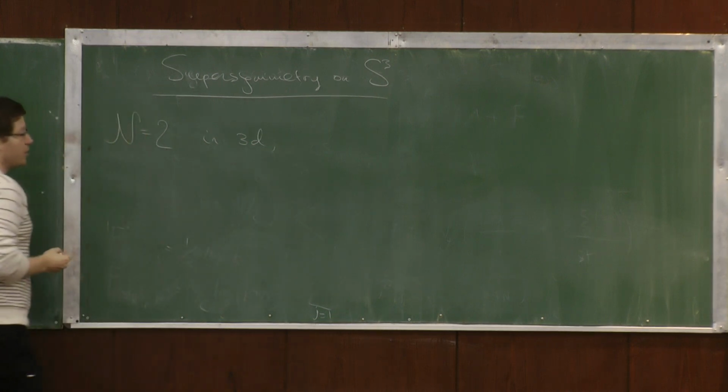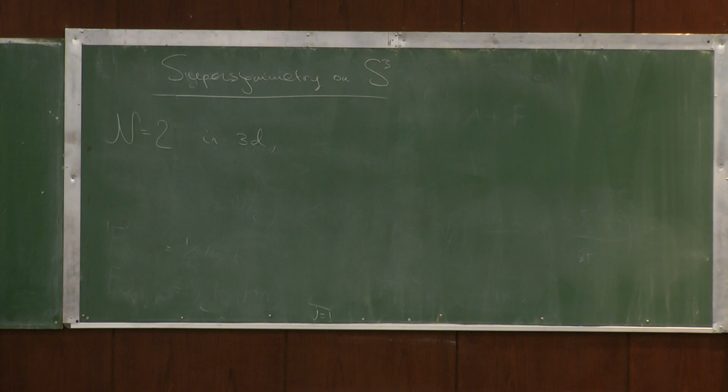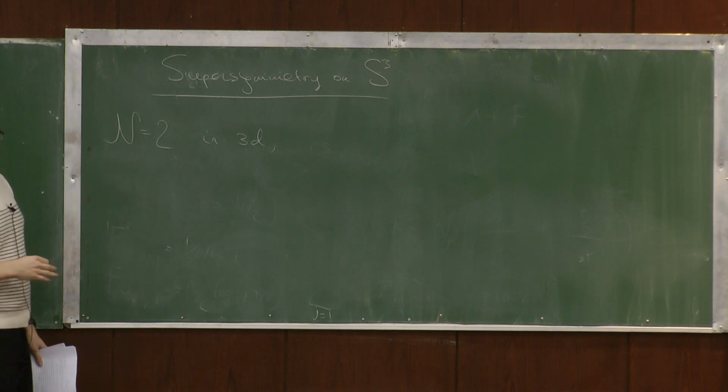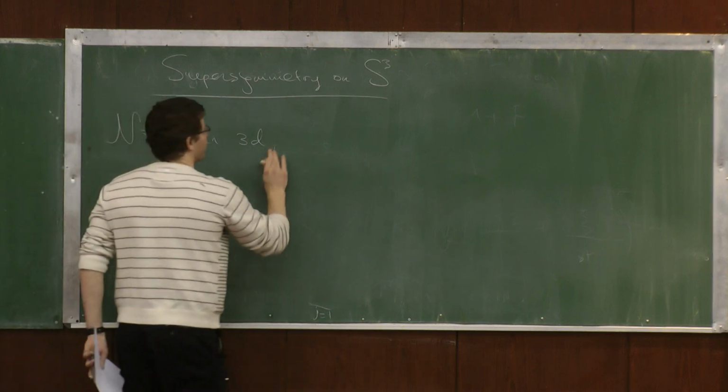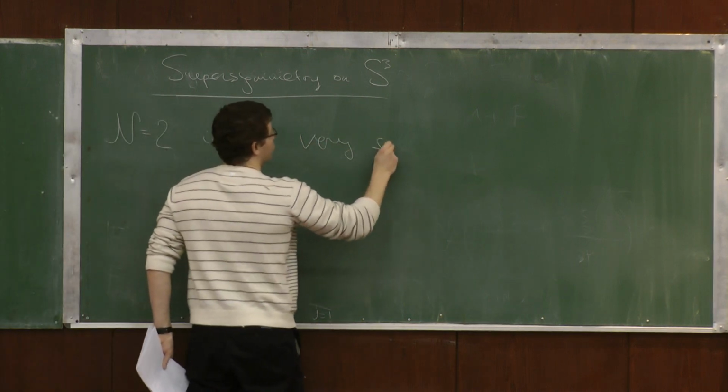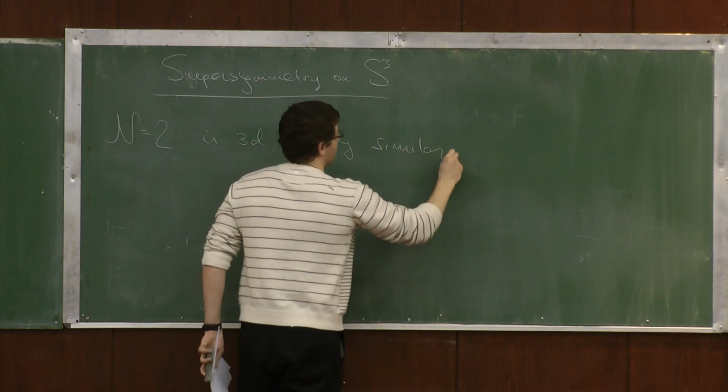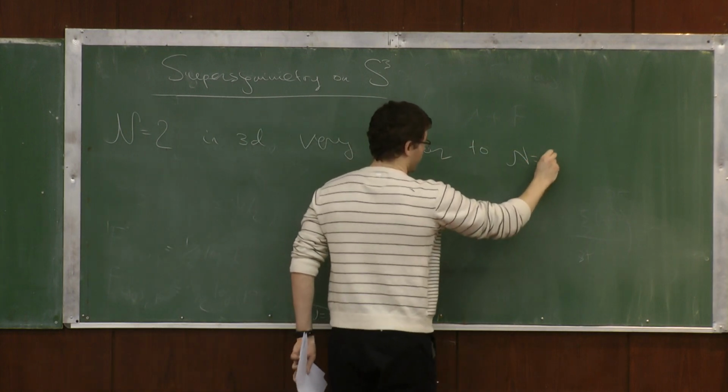N=2 in 3 dimensions is the same as N=1 in 4 dimensions from the point of view of the number of supersymmetries and the way the superspace looks. So there is the usual holomorphy that you heard from Michael Dine, and some of you probably knew from before. So N=2 in 3D is very similar to N=1 in 4 dimensions.